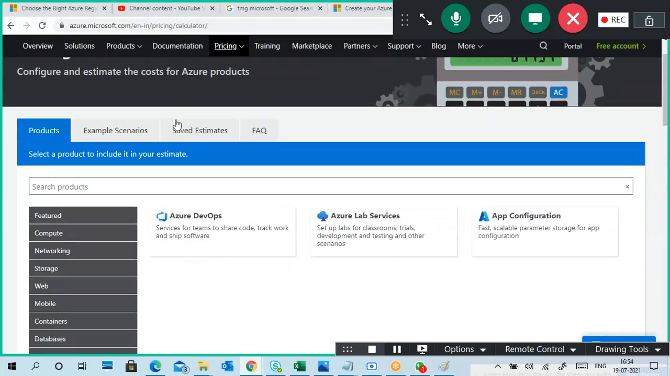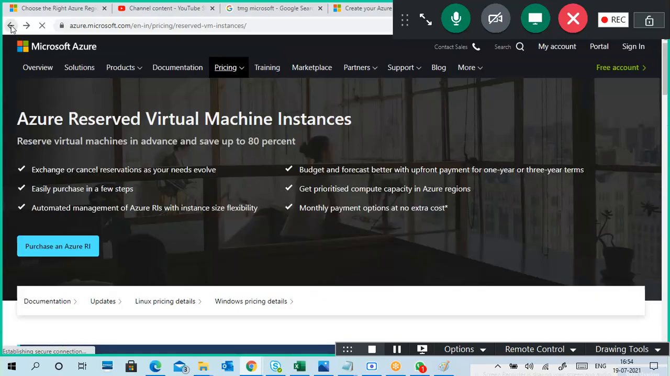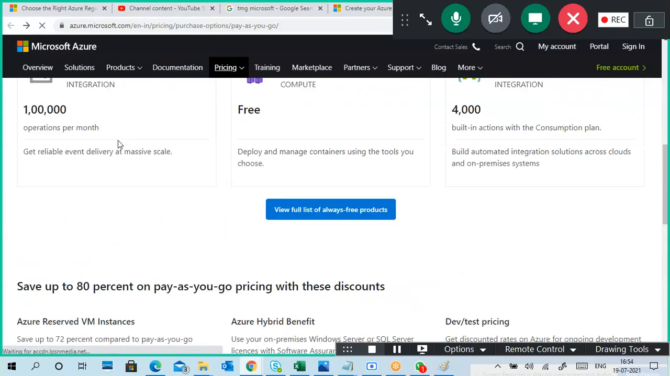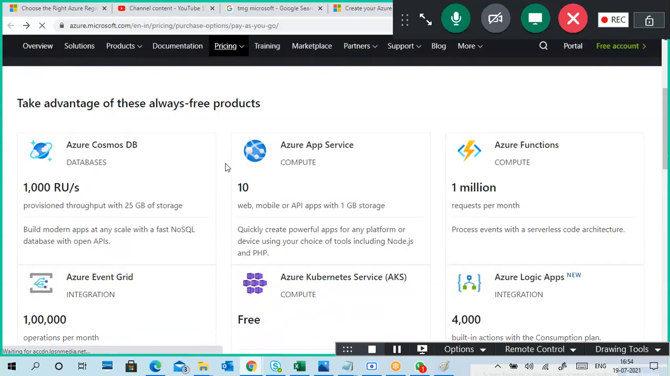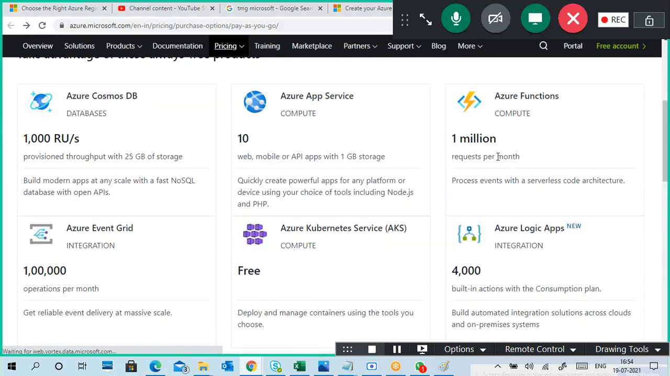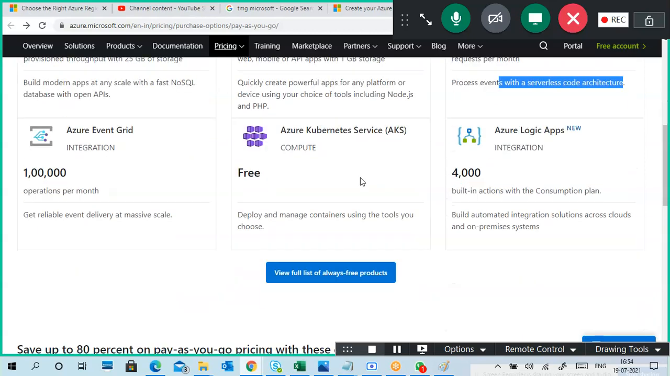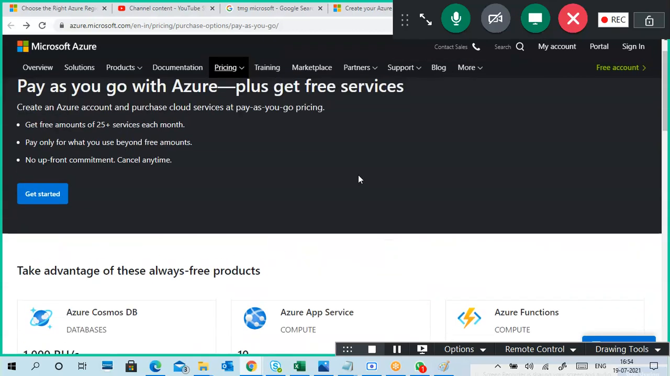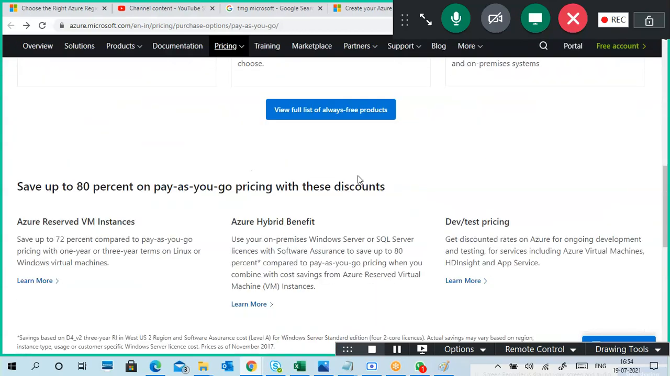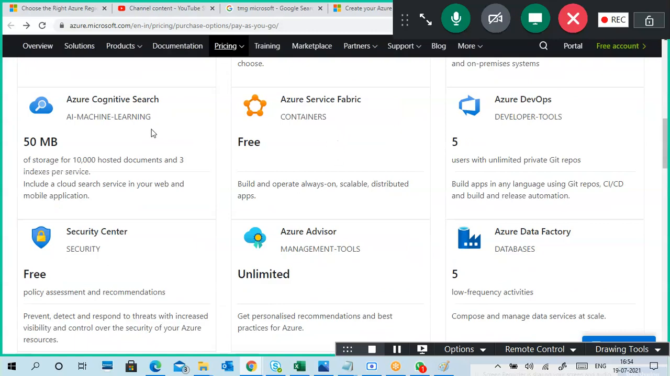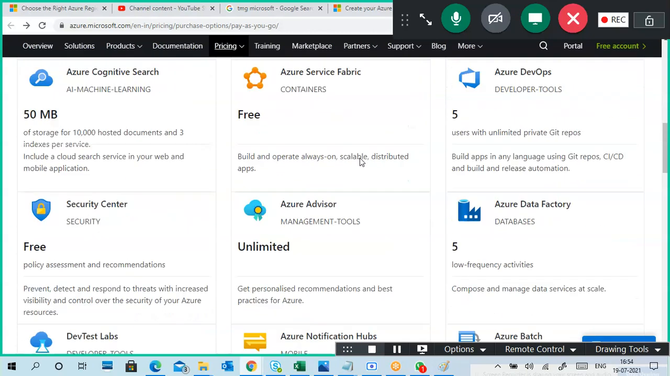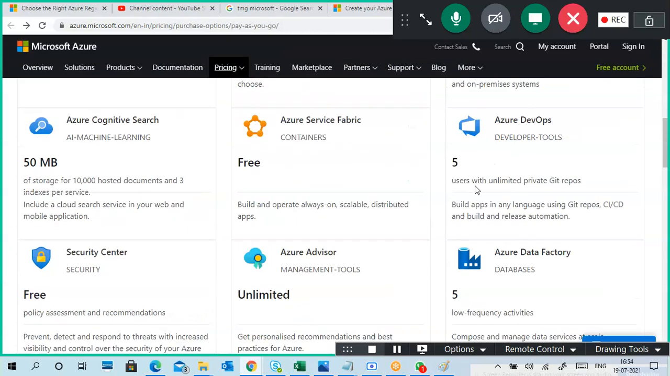Even if you go to the free pricing. Last time I went to reserved instance. Here it is, you can see. This is like a functions kind of stuff. These are all DevOps, which you can practice for users with unlimited Git repositories.